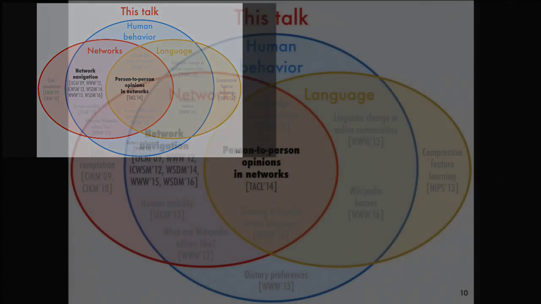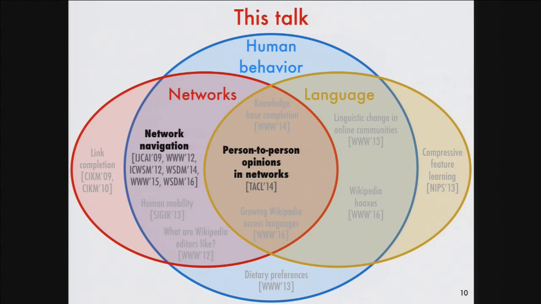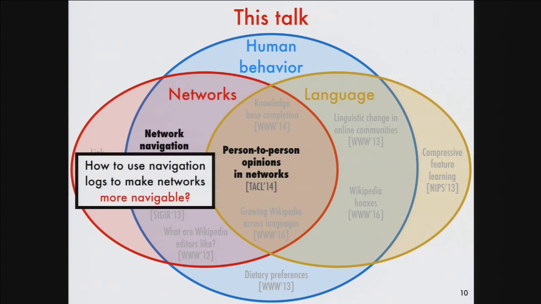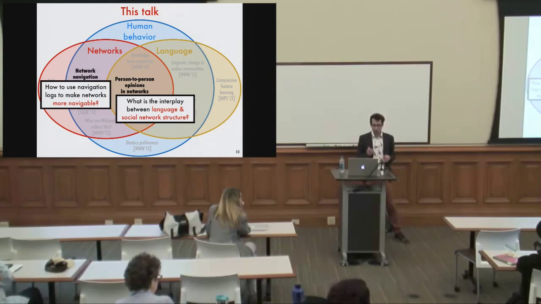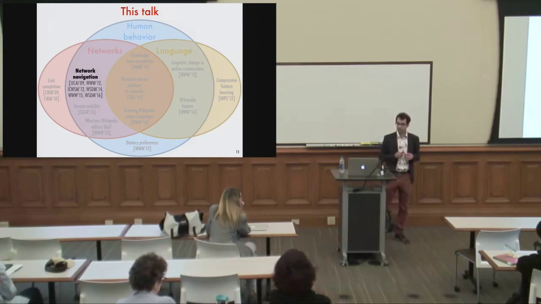OK, so the two projects I will talk about in this talk are, one, network navigation, where we'll ask, how do people navigate networks? And how can we use logs of such navigation in order to make the networks more navigable for the future? In the second part of the talk, we'll look at the interplay between natural language and social network structure, with the goal of using signals from both language and social networks in order to come up with better models of person-to-person opinions. OK, let's start with network navigation.